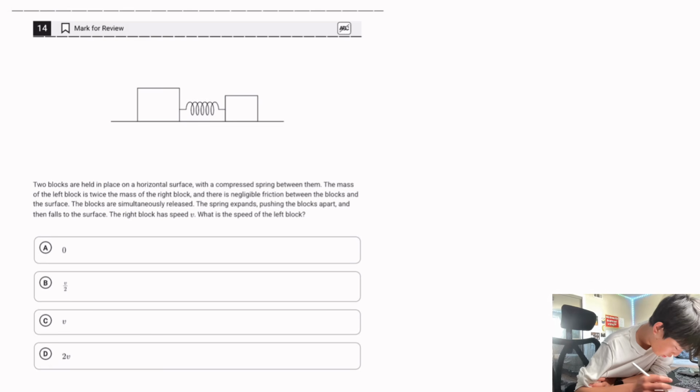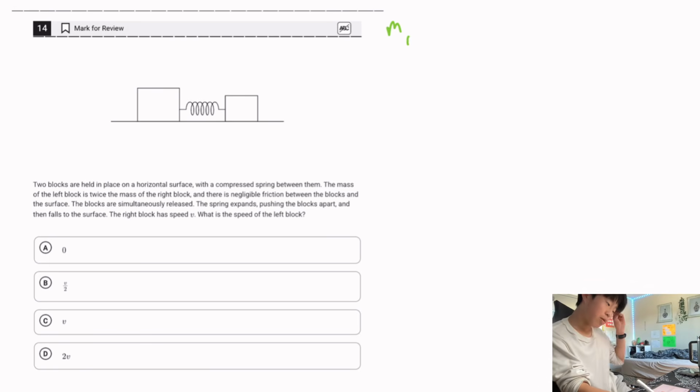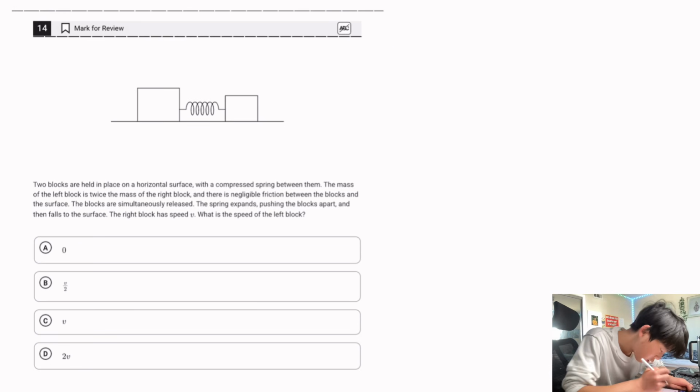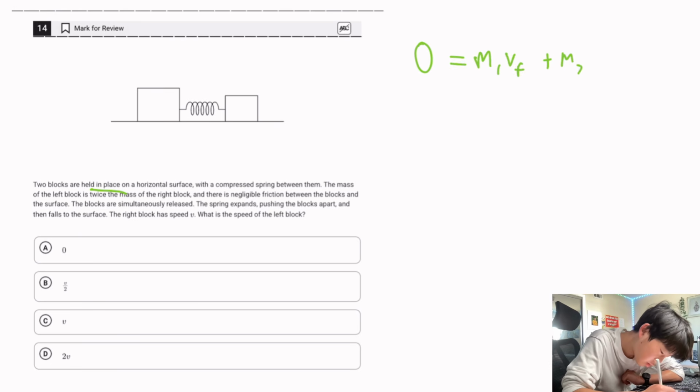So for this next question, it's asking about 2 blocks. I already know, anytime you see blocks, it's probably going to be conservation of energy. Or conservation of momentum, sorry guys. It's going to be m1. Actually, is there even going to be an initial velocity? No, because it's held in place. So it's going to be 0 equals m1 v final plus m2 v final.